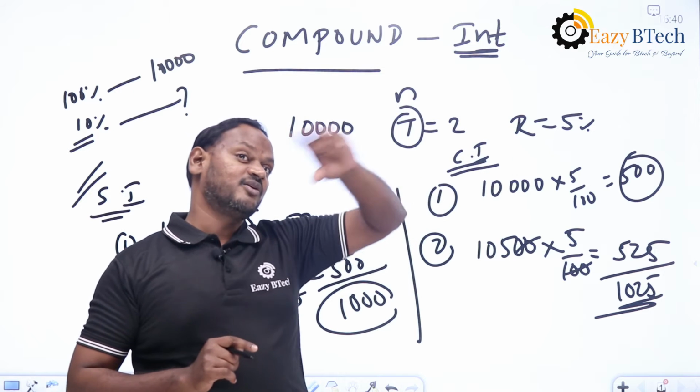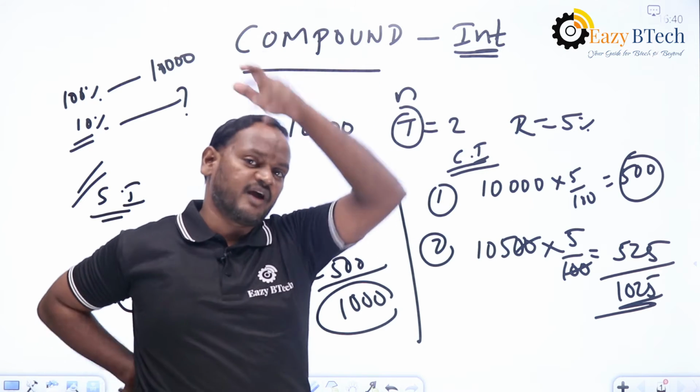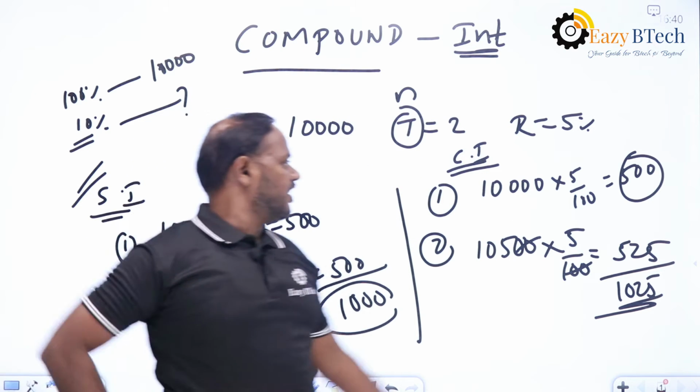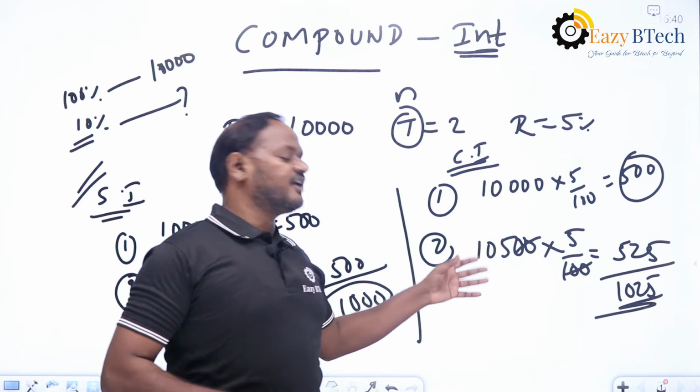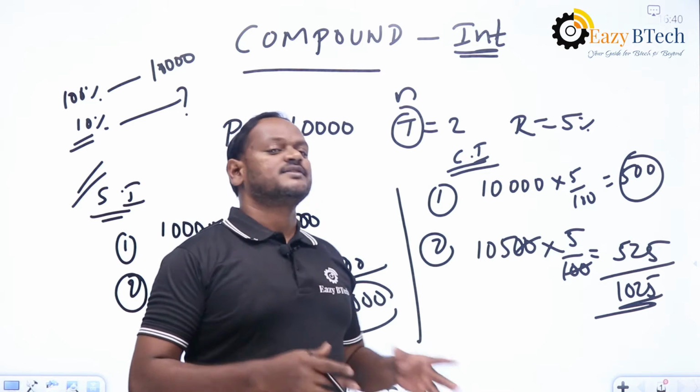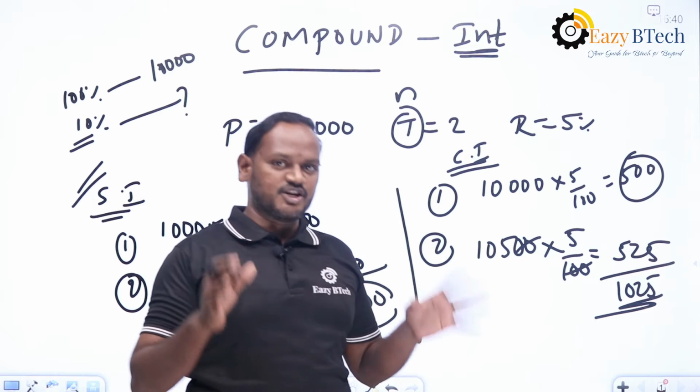Every year the principal amount will be changed. That is the main issue we have. Okay. First year 500, second year 525. Total will be 1025 rupees. That is the main issue, right?